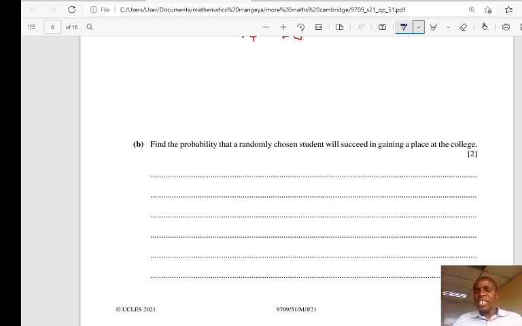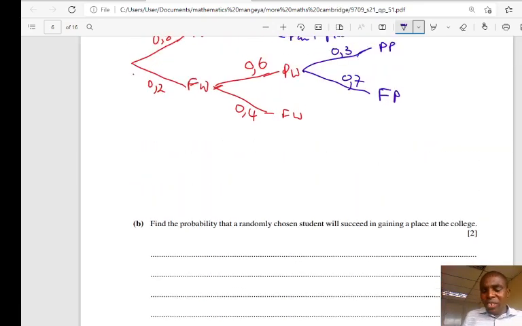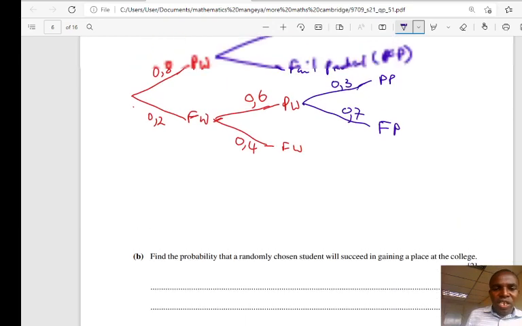Next question. Find the probability that a randomly chosen student will succeed in gaining a place at the college. Succeeding is either he passes the written, then he passes the practical, or he fails the written, then passes the written on the second attempt, then he passes the practical. That's the student being admitted or succeeding in this case.